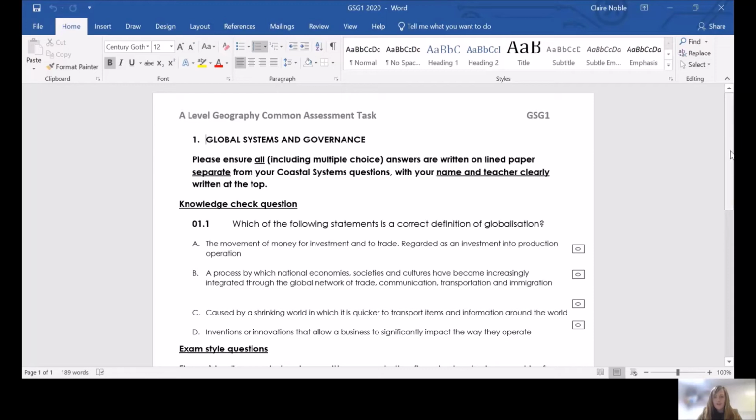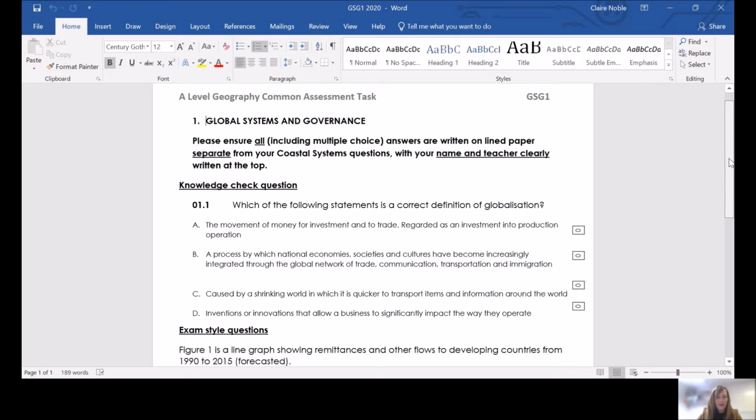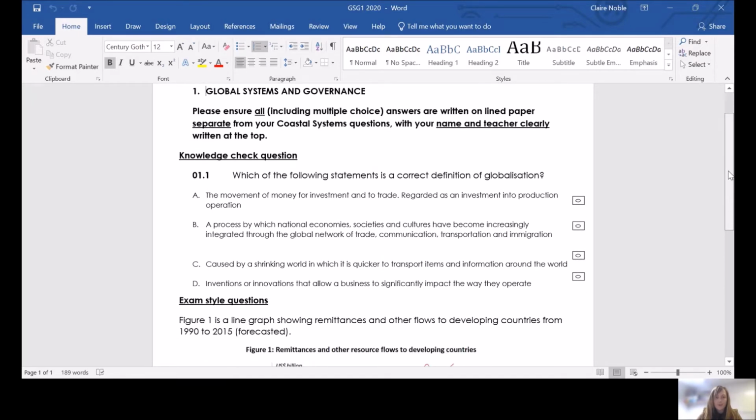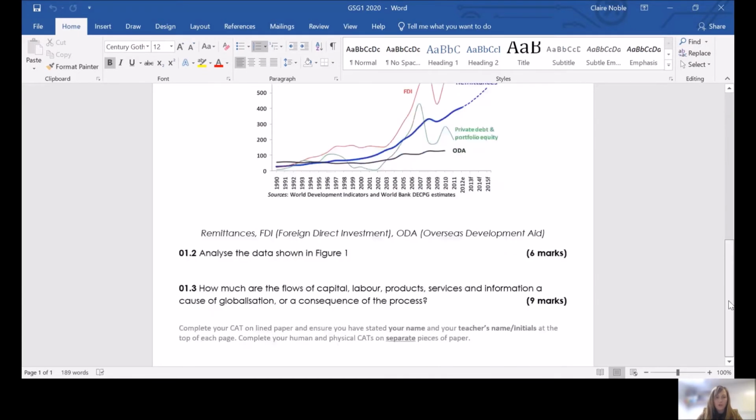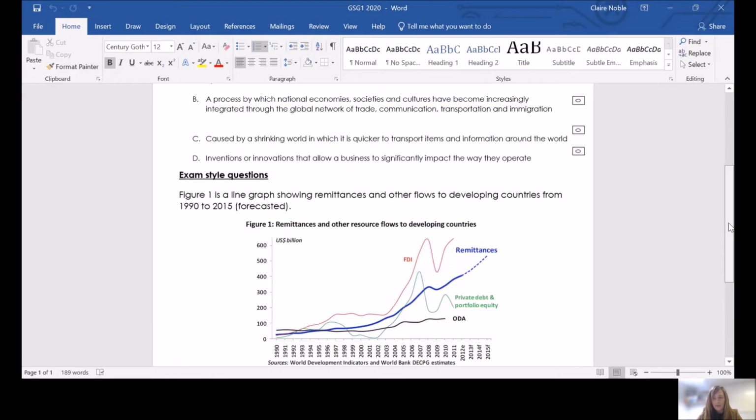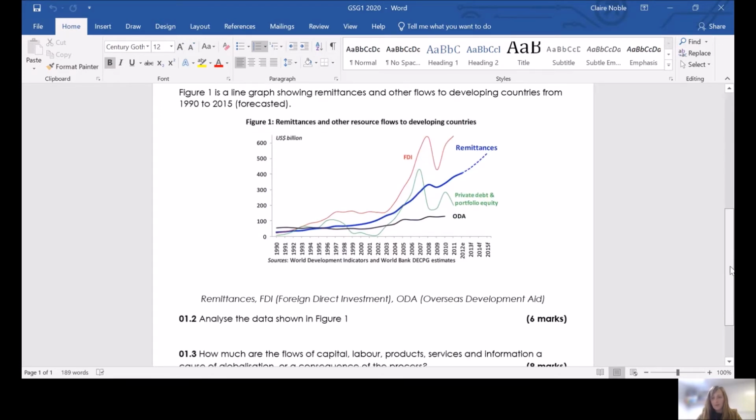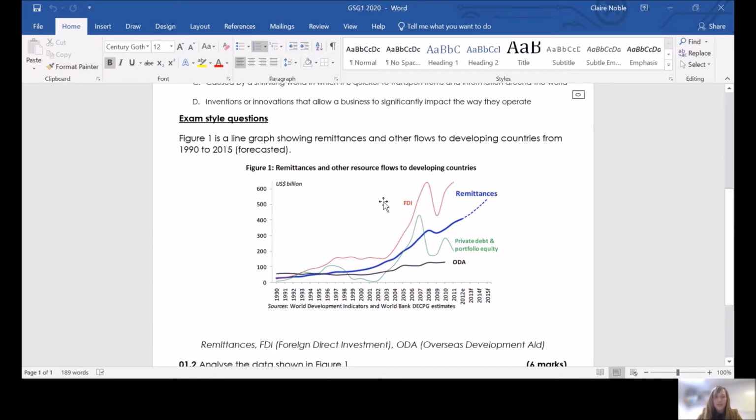Year 12, so this is your first CAT based around the global systems and governance topic. The first question is multiple choice, and then you have got 2 questions subsequently which ask you to demonstrate some of your knowledge. So the first one of those is with relation to a graph. You have got a graph, figure 1, which is a line graph that shows remittances and other flows to developing countries.